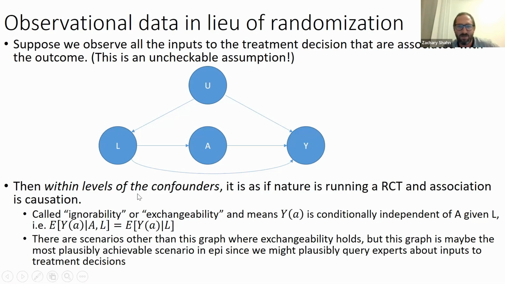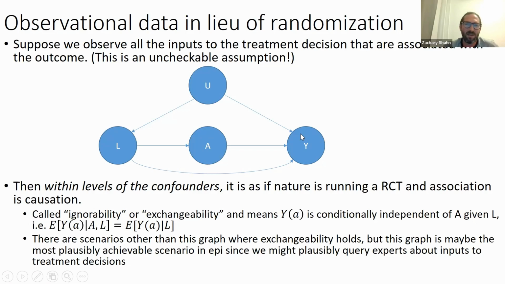And there are some scenarios other than this graph where exchangeability could hold, and therefore you could estimate causal effects. But this graph is maybe the most plausible scenario that you might be able to approximate in epi, because you could always ask doctors, for example, what do you take into account when you decide what treatments to give, and collect those variables? Whereas it's harder, for example, to figure out what all the inputs to an outcome might be and measure them.